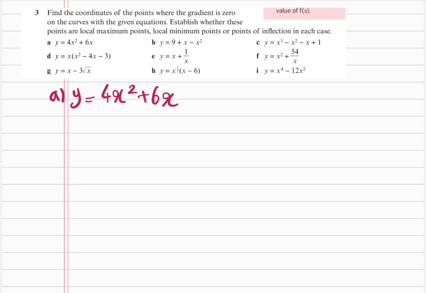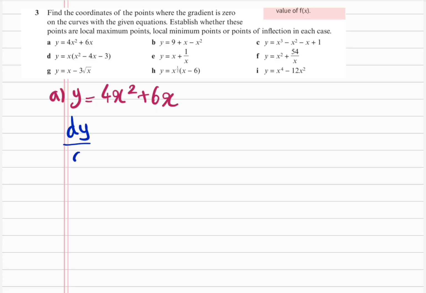Okay, so in order to find the stationary points, we need to differentiate the function and then set the derivative equation equal to 0, and the solutions to that equation are going to give us the x coordinates of the stationary points. And once we have the x coordinates, then we can use the x coordinates to find the y coordinate. So let's do that first. Then I will explain how we can find the nature of these points.